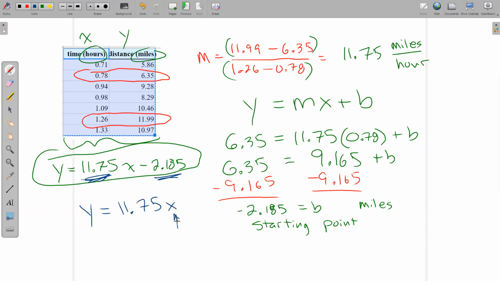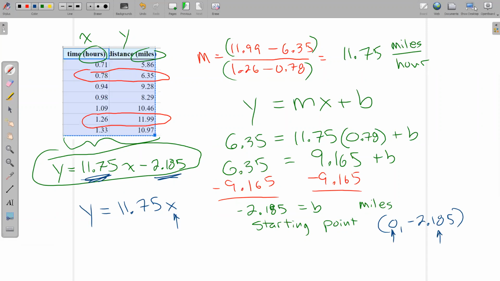And by the way, really the equation should be more like y equals 11.75x, because x is time. If I spend no time biking, I shouldn't go anywhere, right? I'm just sitting on my bike. I'm not moving. There should be no distance. But this number up here is a point, and the point is 0, negative 2.185, like a point in my table. And it says if Gary spends no time biking, then he should travel negative 2 miles. What? That's crazy talk, right? That's nonsense.